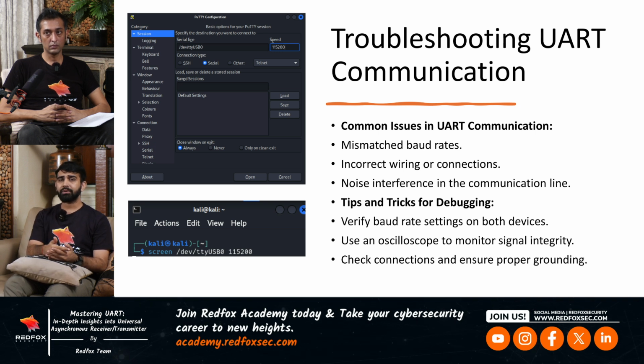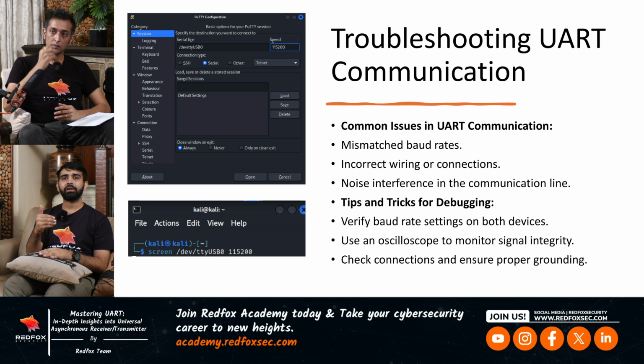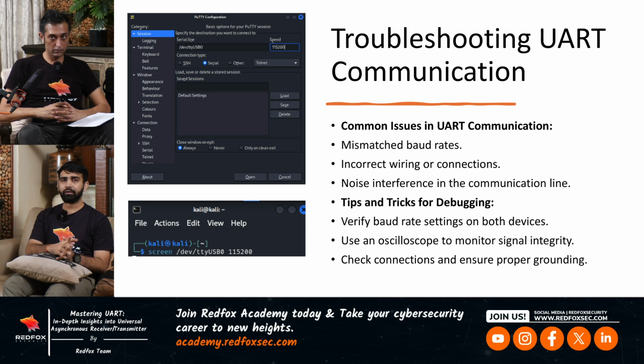But for the baud rate mismatch, we need to try all the baud rates from 9600, or also lower, 4800, up to 115200. We can check all the baud rates, and once the data is in human readable form, the baud rate problem is solved. So these are the troubleshooting steps when we are connecting UART to the device, and these are the common problems that occur.